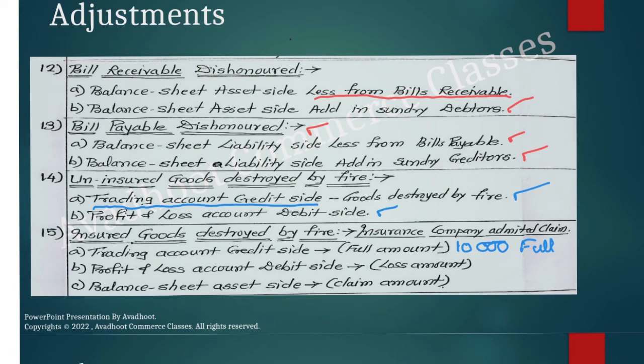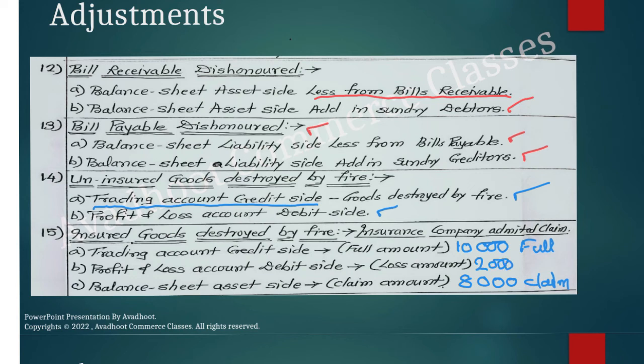It is not received, it is admitted. Admitted means we want to receive the money from the insurance company, and suppose the claim amount is 8,000. Therefore, it goes to the balance sheet asset side. It is receivable, that is the claim amount, and you want to receive it. Therefore, it goes to the balance sheet asset side, 8,000, and your loss is 2,000.